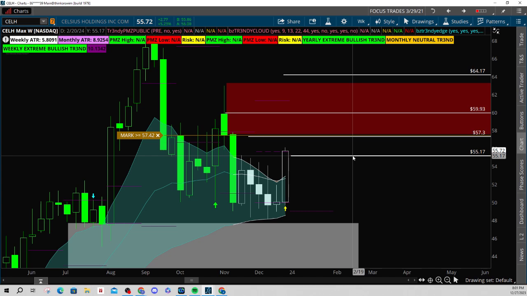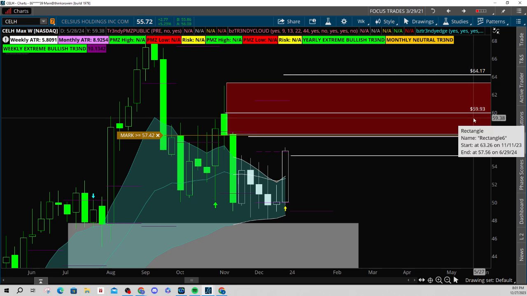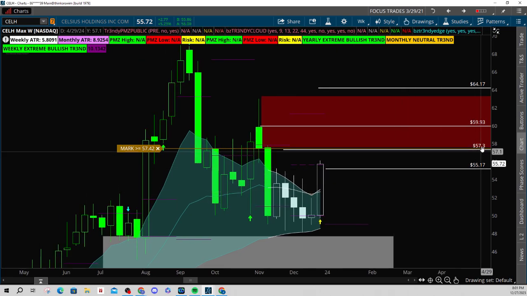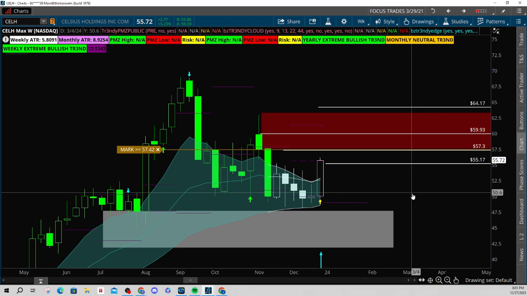Okay, so again, if this, then that. If tomorrow 55.17 holds, expect 57.30. If by Friday we're holding 57.30, I would actually be looking for 59 to 60 into next week. This is a powerful stock, and it's looking really, really good.